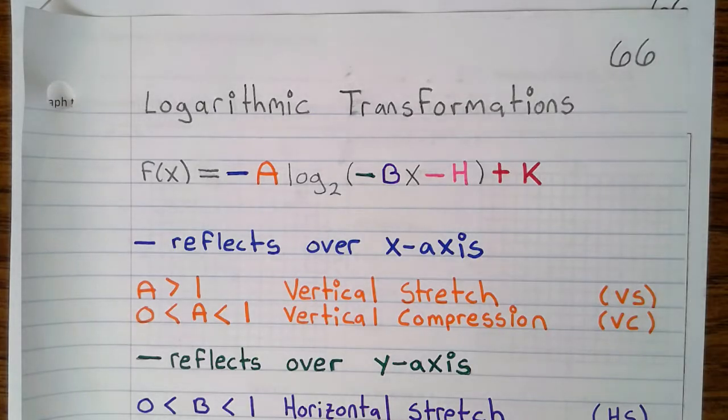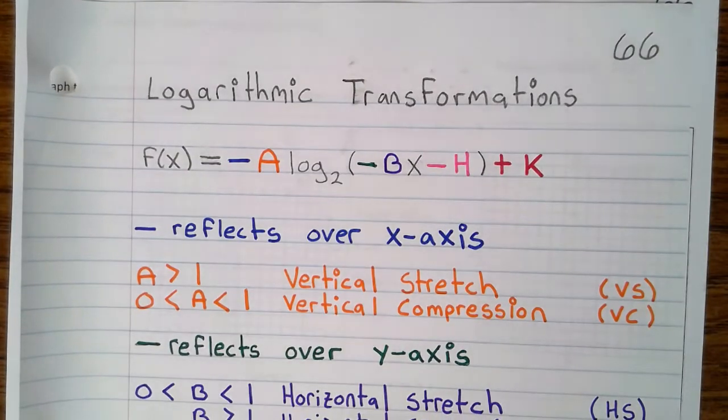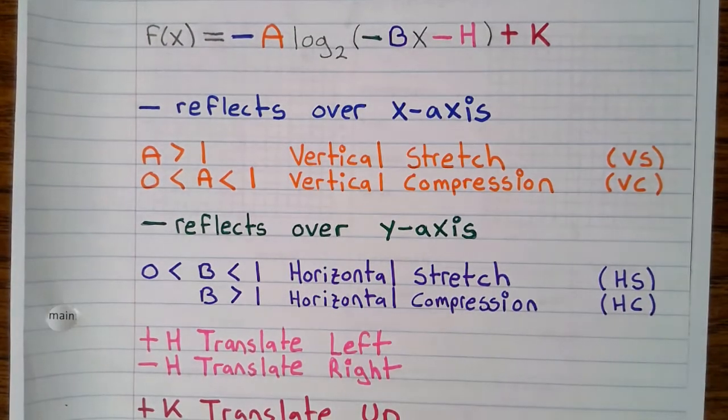So again, we're looking at the same kind of format for transformations. When a negative is in front of the a, it reflects over the x-axis. When a is greater than 1, it's a vertical stretch. When a is greater than 0 but less than 1, it's a vertical compression. When the negative is in front of the b, it reflects over the y-axis. When b is greater than 0 but less than 1, it's a horizontal stretch. When b is greater than 1, it's a horizontal compression.